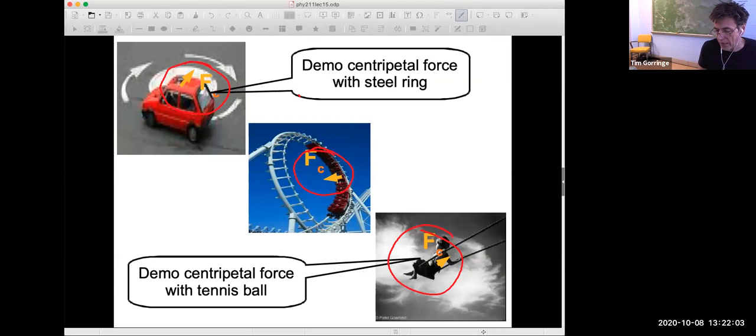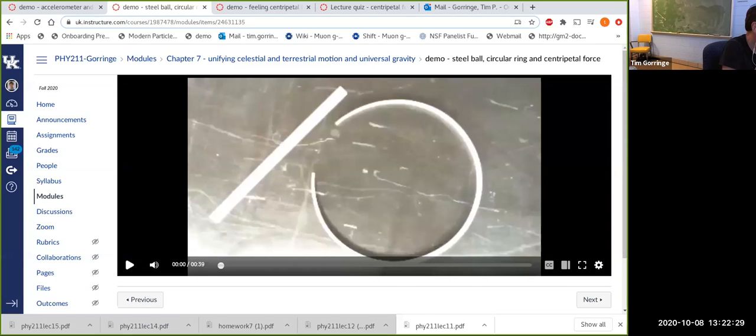I want to show you a demonstration. I'm going to show you one of these two. They're both in the modules directory, so you can look at the other one. I'm going to share a different screen. Here we are. So I shot this in black and white for effect.